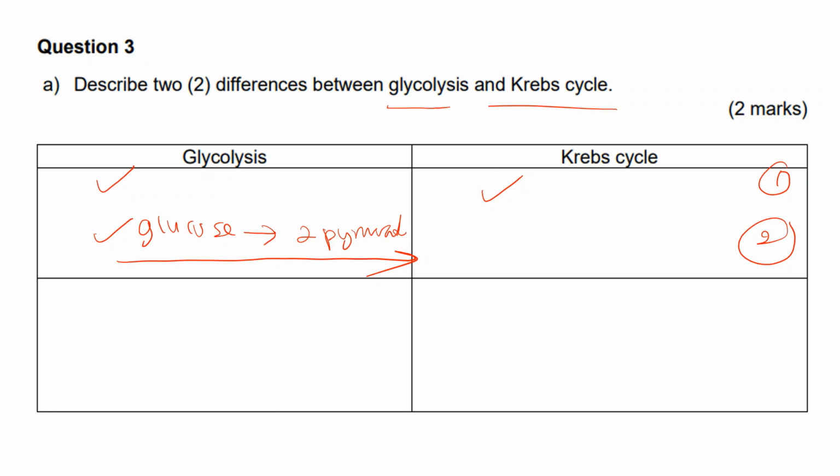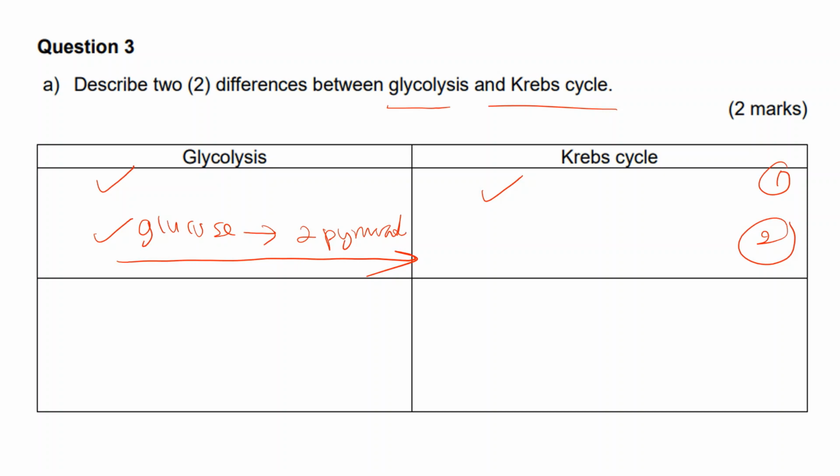Okay, cyclic process, because acetyl CoA will enter into the cycle, combine with oxaloacetate, and oxaloacetate will be regenerated, will be reformed again to start the cycle again. Okay, so that is Krebs cycle. Krebs cycle is a cyclic process. Glycolysis is a linear process.